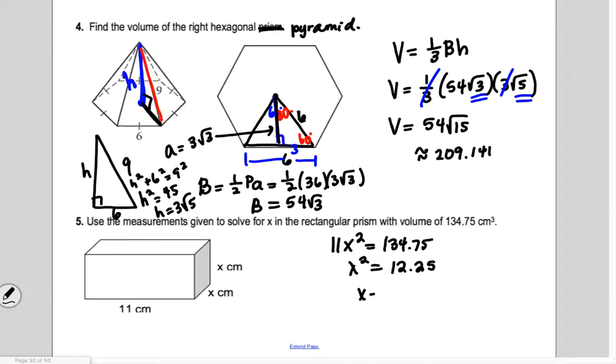Then what? Square root. Do I write plus or minus? Can x be negative? No. So it's 3.5 anyway. So x is 3.5 centimeters.